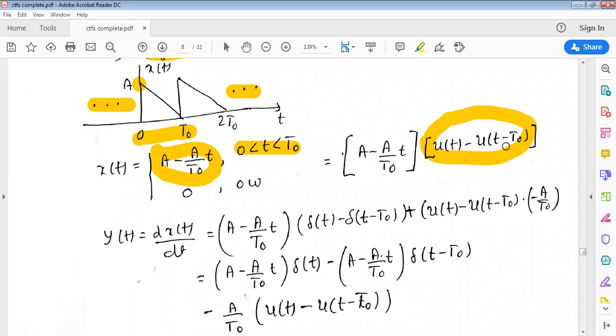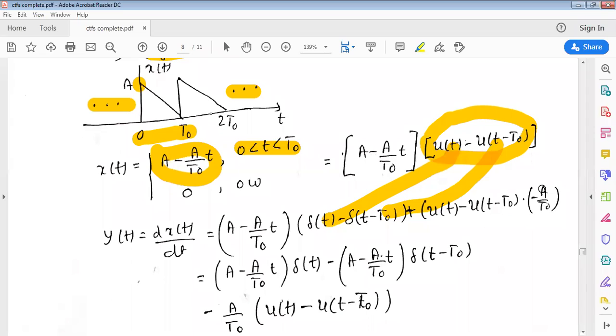this one. What is the derivative of u of t? The derivative of u of t is delta of t. Remember carefully, the derivative of u of t is delta of t. The derivative of u of t minus t naught is delta of t minus t naught. So first function into derivative of this one, plus second function u of t minus t naught, into the derivative of this function, which is minus A by t naught. Okay. So this is 0. This is minus 1 by t naught into A. The derivative of this is 1.